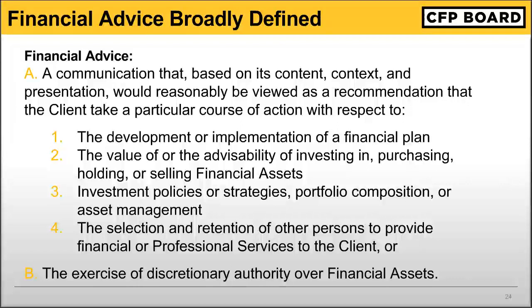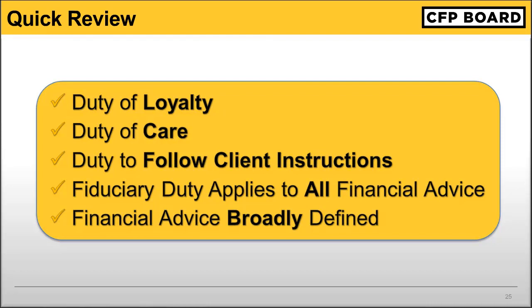Category B really picks up an example of where you're doing the same thing, but there's no communication. And that's where you have discretionary authority over the financial assets. The client said you have the authority to exercise discretion, and because you're doing that, you are providing financial advice. That's laid out here in the definition of financial advice. So, again, this is a broad definition. It's going to pick up most activities of a CFP professional, and whenever you're doing one of these things, you're required under CFP Board standards to act as a fiduciary. So a quick review: duty of loyalty, duty of care, duty to follow client instruction.